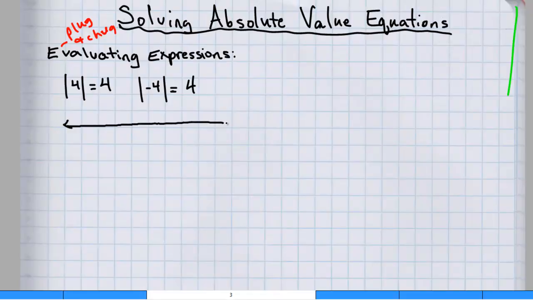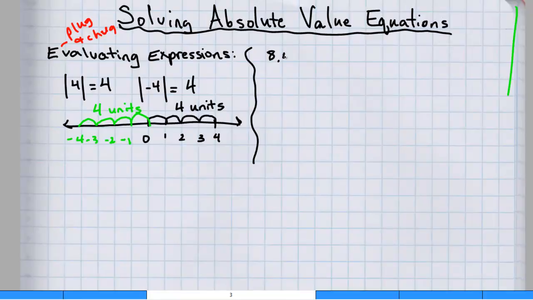The absolute value is the distance away from 0. That means it's 4 units away from 0. The absolute value of negative 4 is also equal to 4 because it is also 4 units away from 0. The absolute value is never negative, it's always positive.